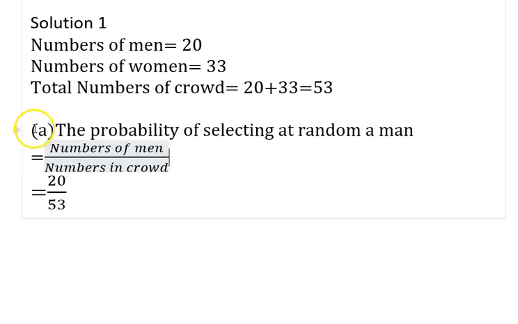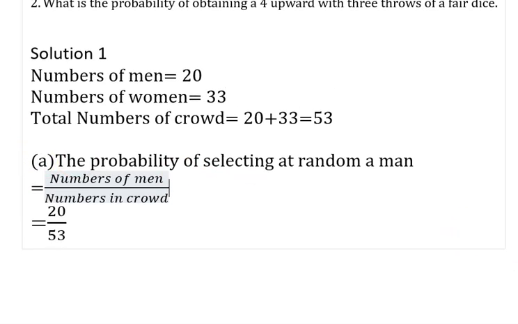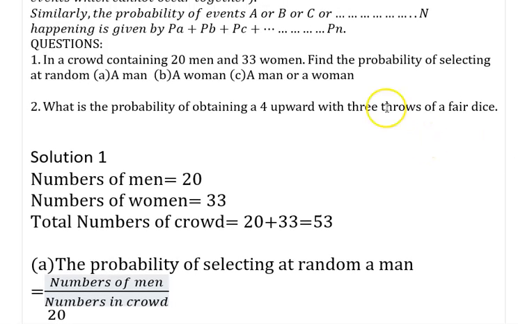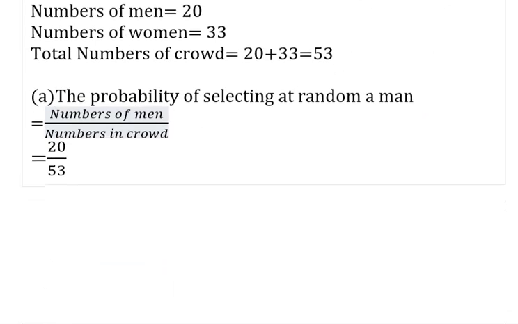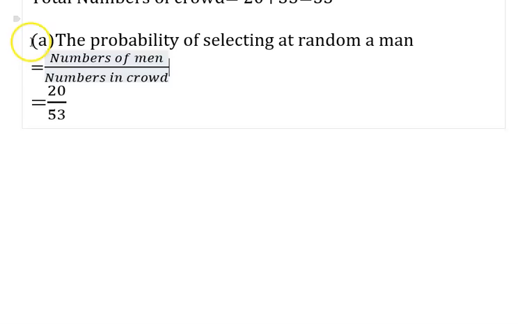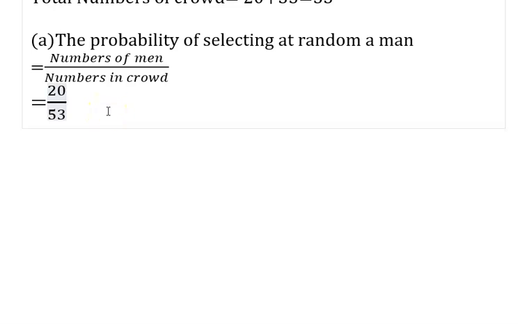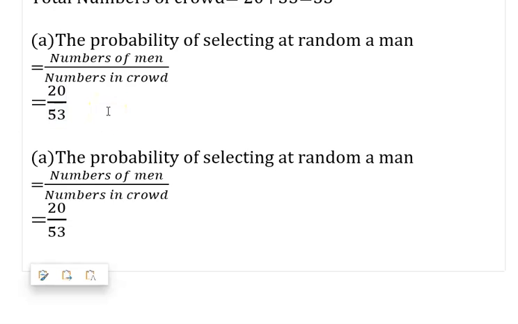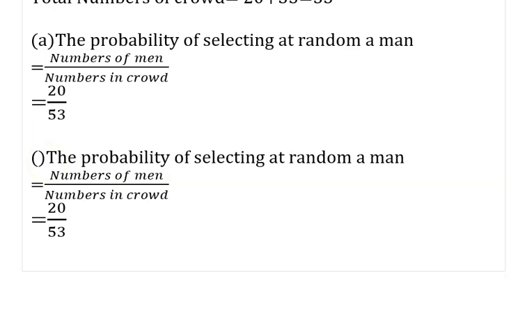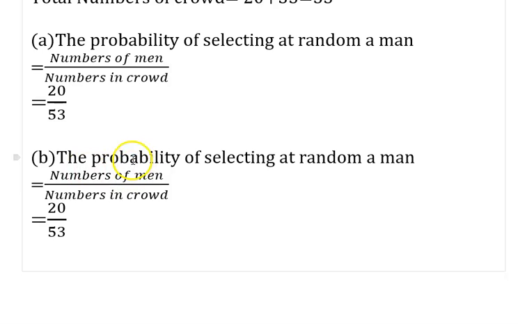Awesome. The second question says, for B, we should find the probability of selecting at random a woman. Let's make use of all what we have here as a template. Beautiful. This time around, the probability of selecting at random a woman.